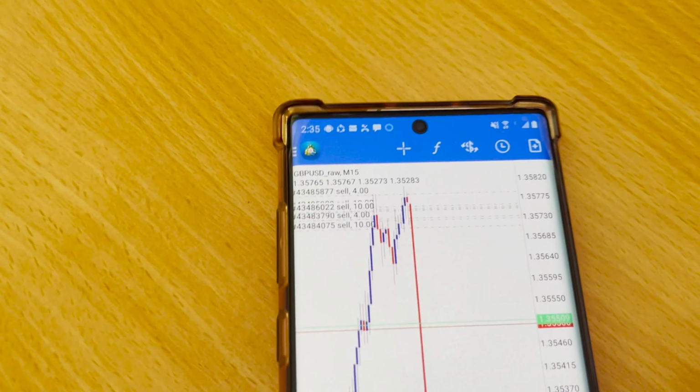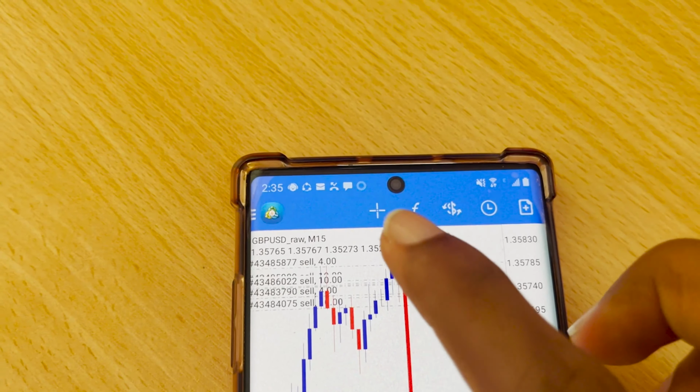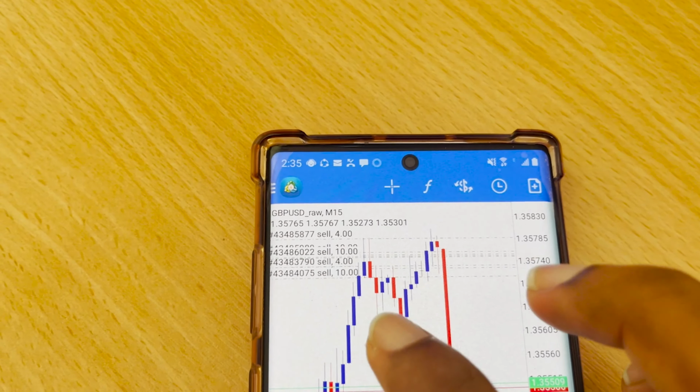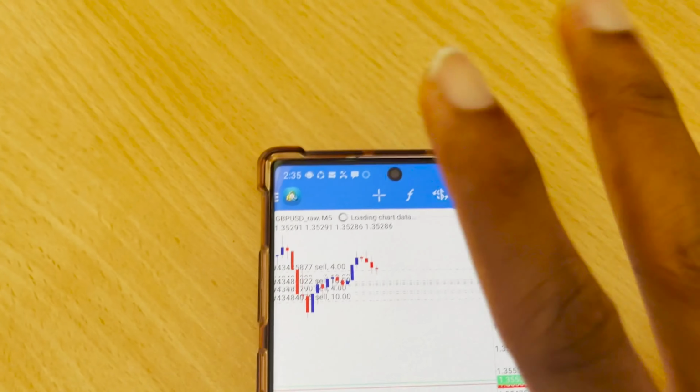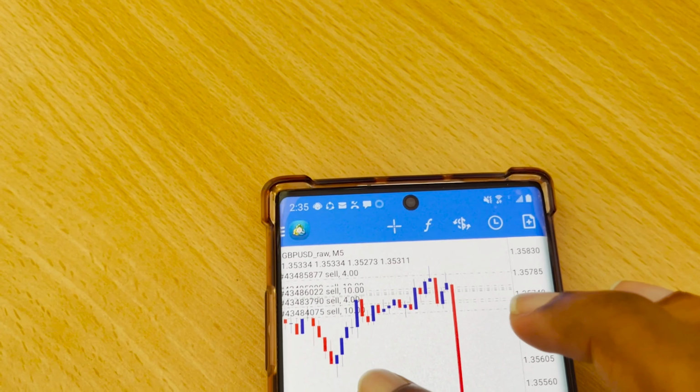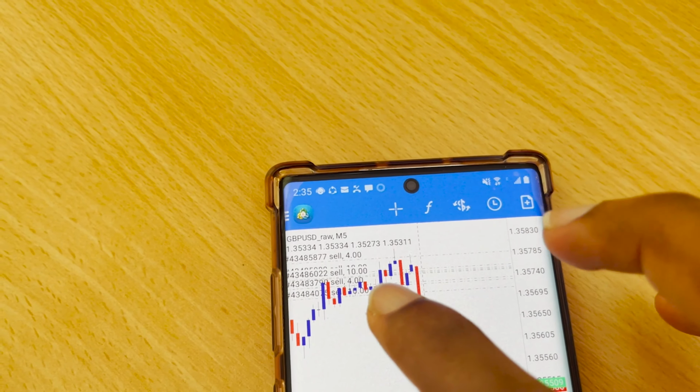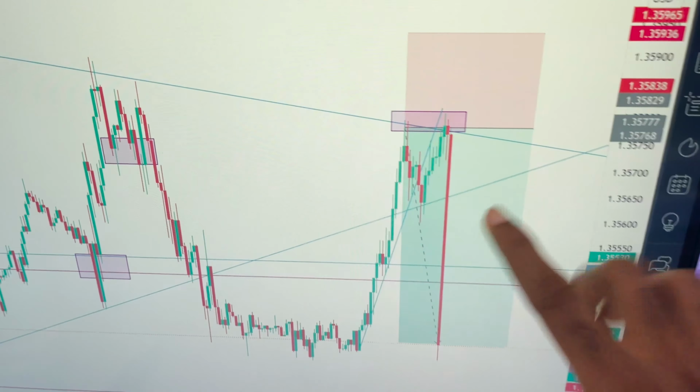So here are my entries. You see, these were the entries that I had. Let me go to the smaller time frame so that it can spread. So these were like four standard, 10 standards. The explanation is very simple.